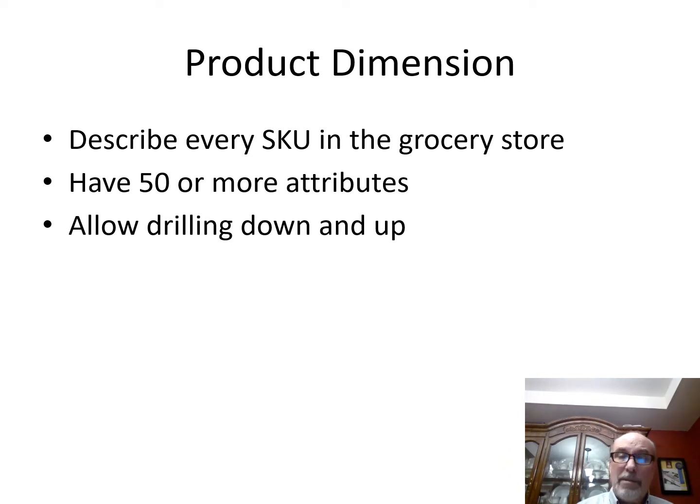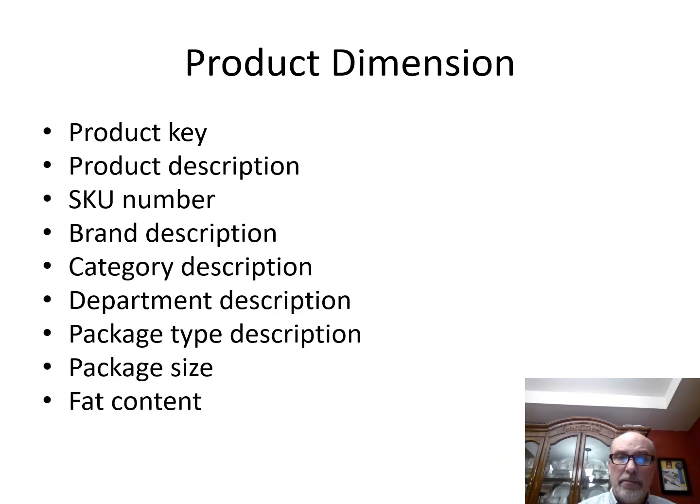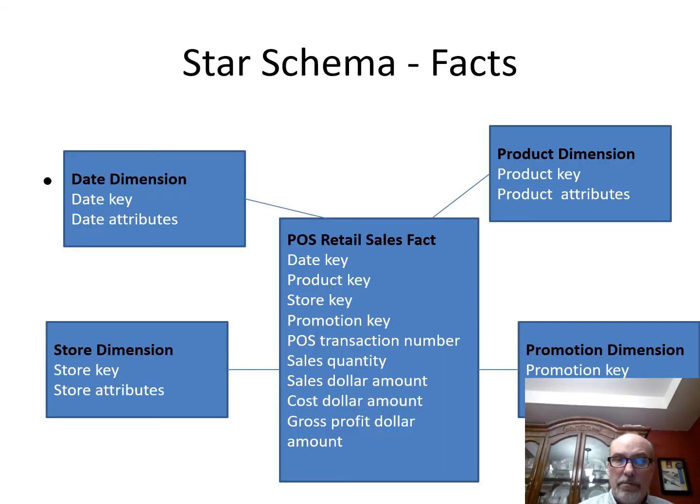Very key, but also probably the easiest of the dimensions to understand. And again, we'll talk about within there. You're going to have the key, as we talk about, which is always there. This will be the unique identifier to that particular product. You'll have its description, the SKU number, if it's something you have. If there's a brand associated with it, the category it belongs to, what department that's in, the type of package, the package size, and if it's food, the fat content. All those types of things would be things that you would keep as attributes in your product dimension.